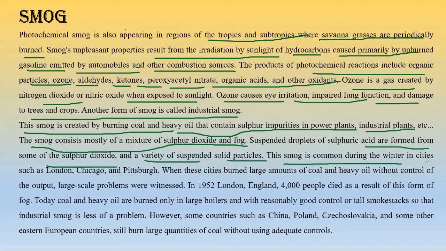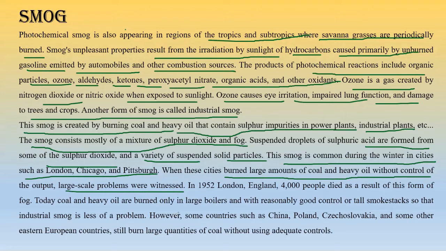Okay, this smog is common during winter in cities such as London, Chicago and Petersburg. So in these particular cities, the smog of sulfur dioxide is quite common, and it happens during winter, right? Now when these cities burned large amounts of coal without control of the output, large problems were witnessed. So when nothing was taken care of and a huge amount of coal was burnt, people living in those cities faced problems.